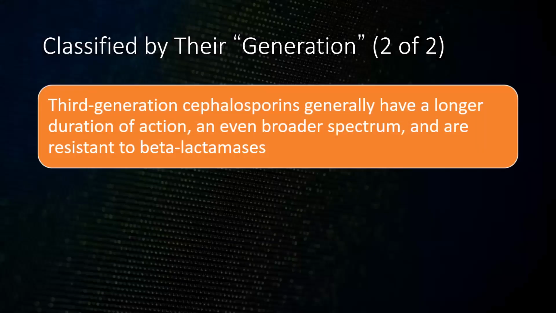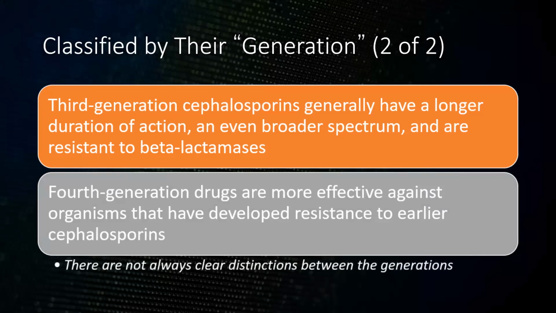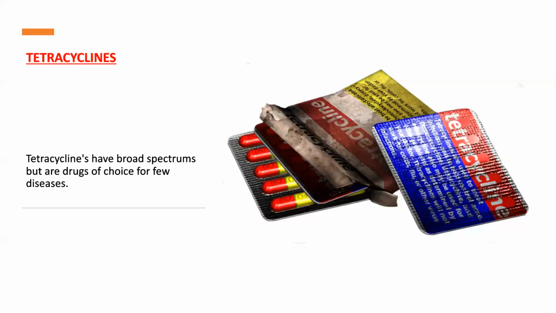Then we get the third generation cephalosporins, which generally have a longer duration of action and an even broader spectrum, and are resistant to beta-lactamases. Then we made fourth generation drugs, which are more effective against organisms that have developed resistance to the earlier cephalosporins. So there are not always clear distinctions between the generations, but one after the other, we improve them, we modify them, and we give them the generation names.